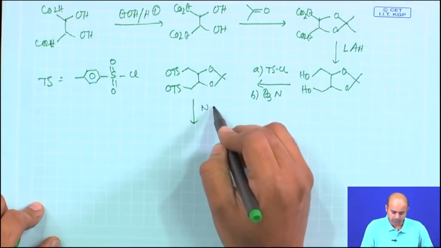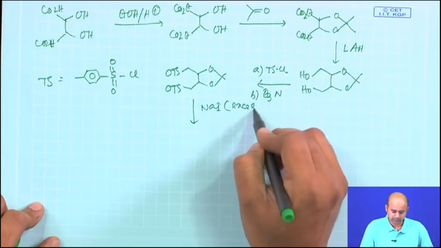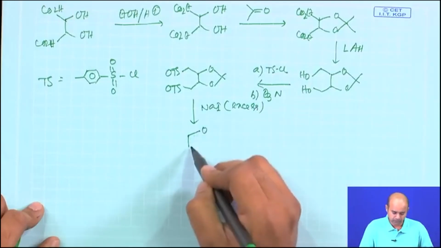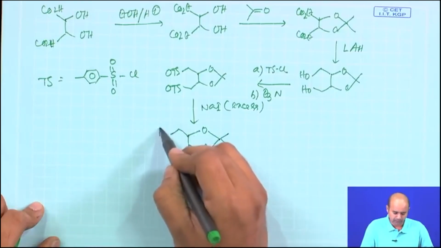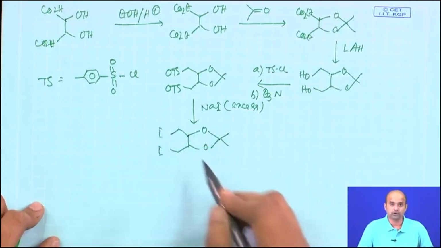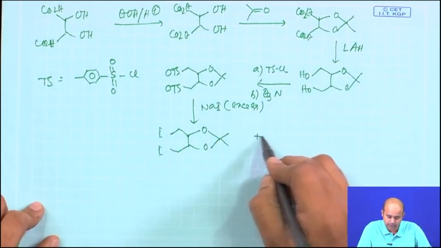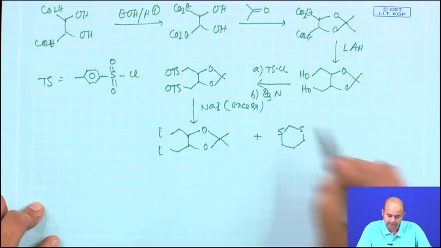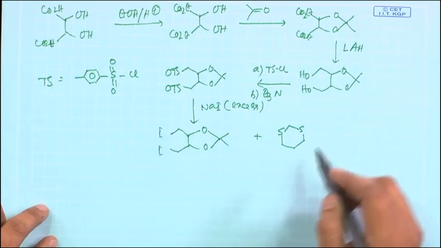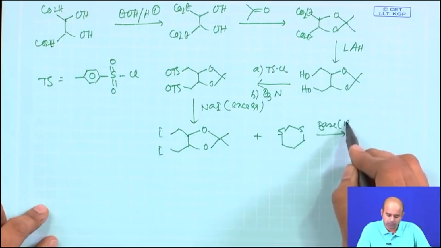So, now treat this OTs with excess sodium iodide, which will give you the corresponding diiodo species. This diiodo species now basically acts as a double electrophile. Now, you react with your 1,3-dithiane. You can do a stepwise reaction, because you need to react with two electrophiles, subject to base first, one equivalent.